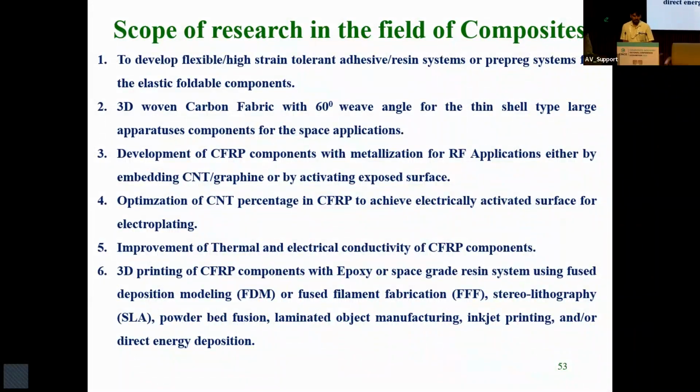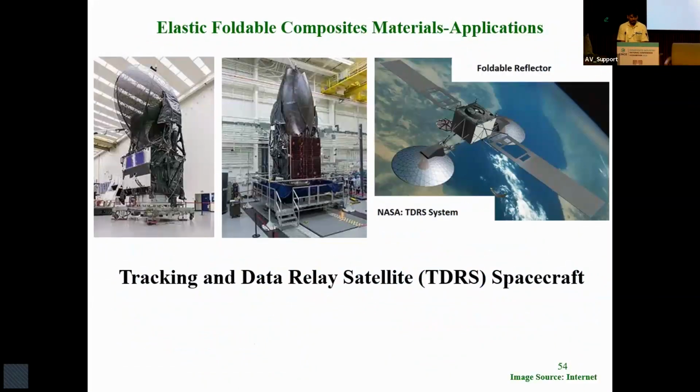3D woven carbon fabric: by this technology, we can place carbon only in the required specific directions. Development of CFRP components and metallization, so we can use RF elements also. Optimization of the CVD process to increase the electrical conductivity. Improve the electrical and thermal conductivity of the CFRP component. 3D printing of CFRP, so we can give complex shapes also, irrespective of the mold. These are some of the images.